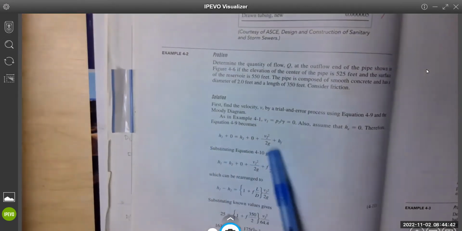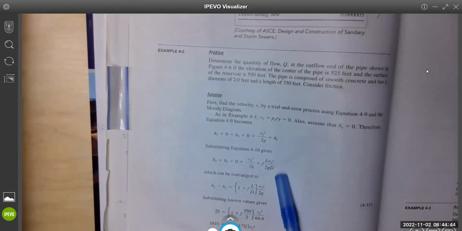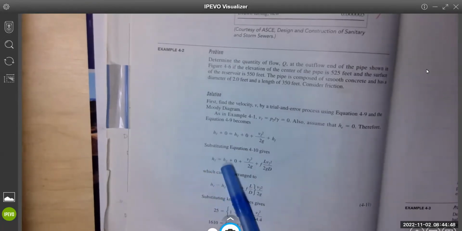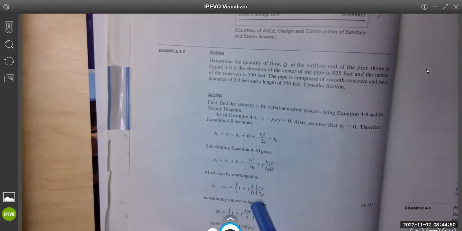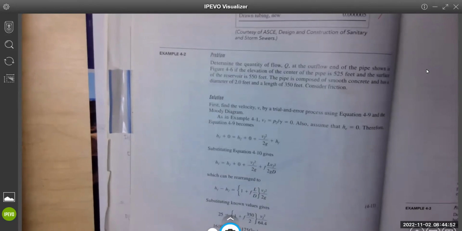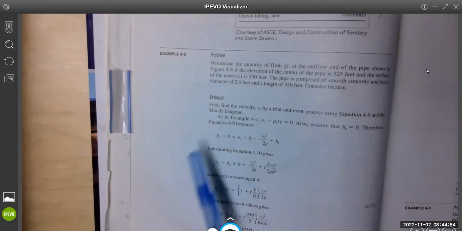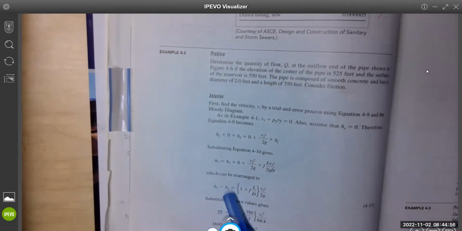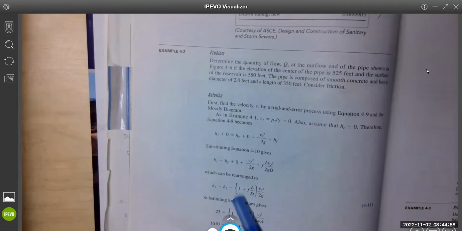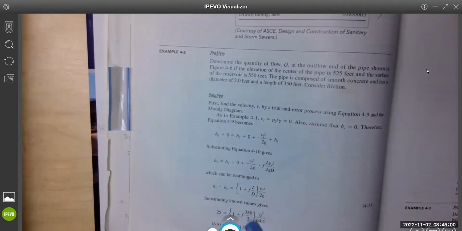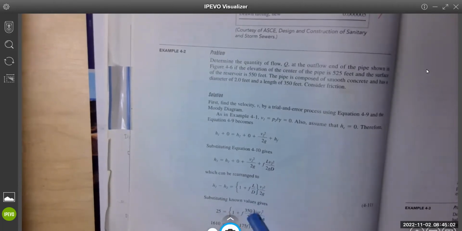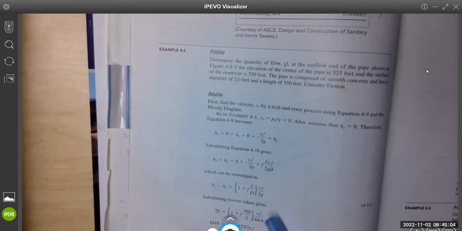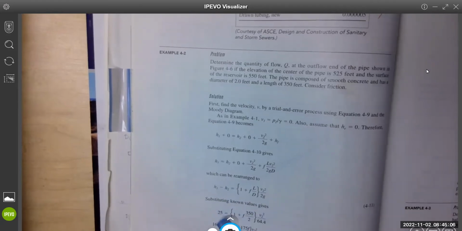Example 4.2. So here's where they set it up to find it. And you get H1, H2, which we have in there, the velocity, and then you factor it out. So it ends up to be H1 minus H2, 1 plus, right? And then you got to get L in there and D. So you can use this little equation right here.